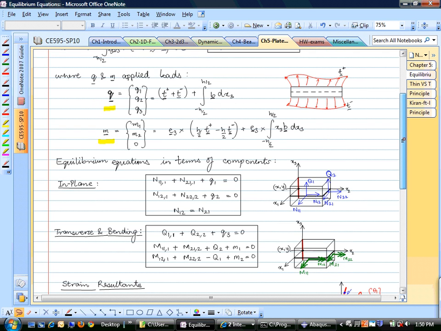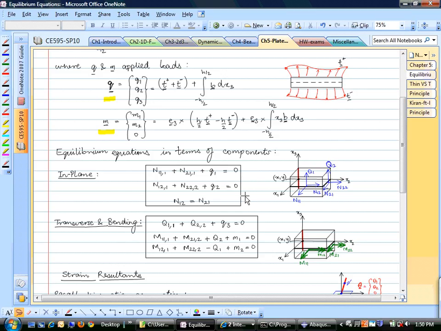So these equations put together, these three and these three, are 6 equations of force equilibrium and moment equilibrium for any small infinitesimal plate element. So another thing to note here is that even though we have 6 equations, only 5 of them are actually differential equations. So these 2 and these 3 are differential equations of first order, which means that we will need at least 5 boundary conditions.